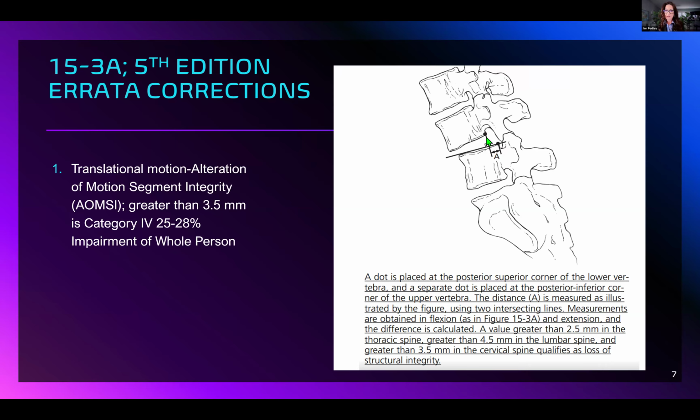I'll draw that line down, and I'm going to show you an example on my X-rays of what I do. Then we compare to the level below and how much that segment has gone anteriorly with your flexion views. And then with your extension, is it going anteriorly or posteriorly with that translation? Then we add those values together. So again, if it's greater than 3.5 millimeters, that is an indicator of instability, and this is according to the AMA Guides.